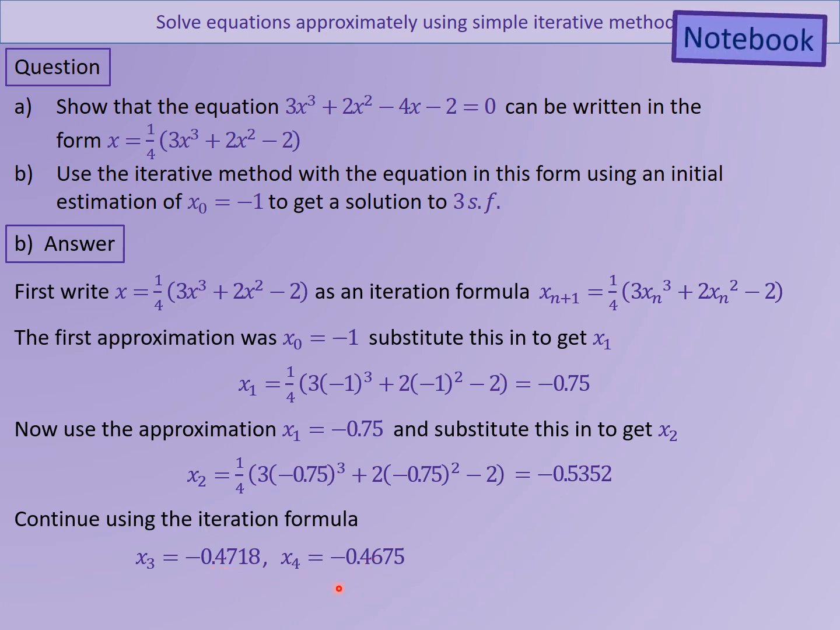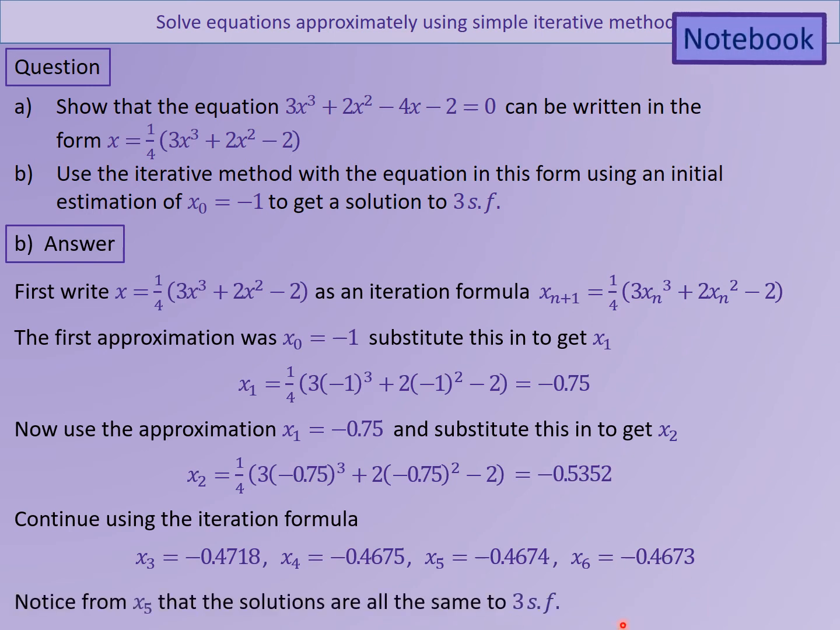In fact, they're the same, aren't they? Two significant figures, those two. Try these ones. Well, those two are almost the same to 3 significant figures. 0.468, 0.467. So if I try the next one, there we go, minus 0.467 as well. I'm confident that now, because these two round to 0.467, your final answer to 3 significant figures will be minus 0.467. So there we go, minus 0.467.